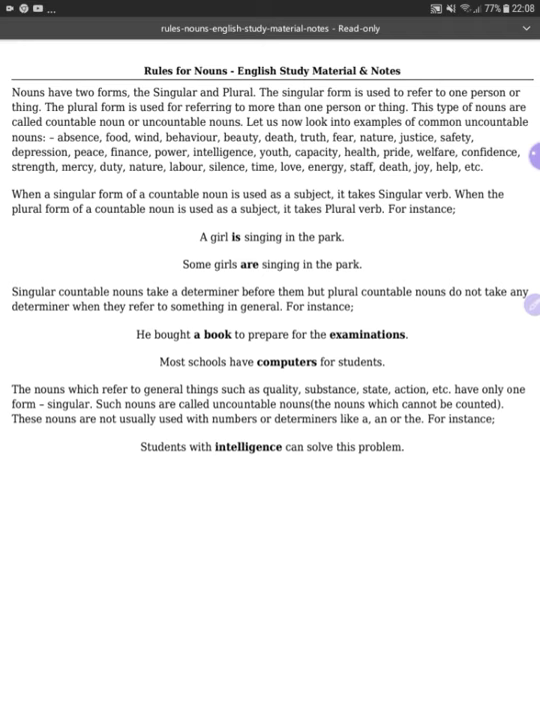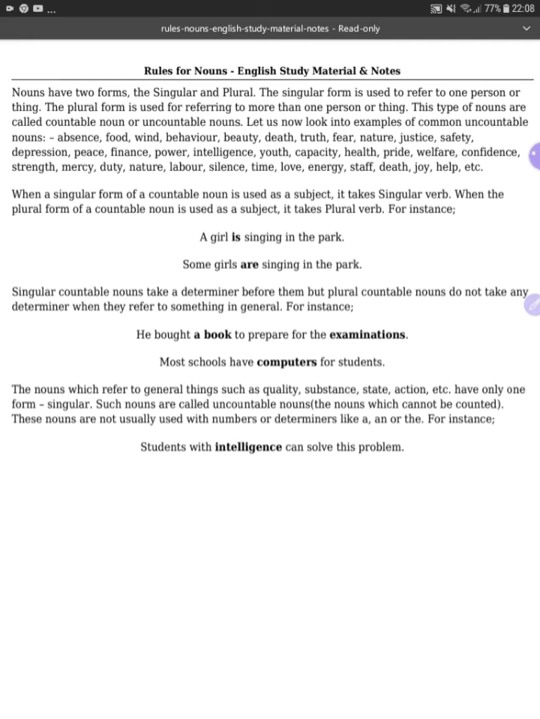Now, today is day 4, and we are going to start our grammar portion. As you all know about parts of speech, so in that parts of speech, we'll start with the first topic, that is noun. What are nouns? So you all know what nouns are.